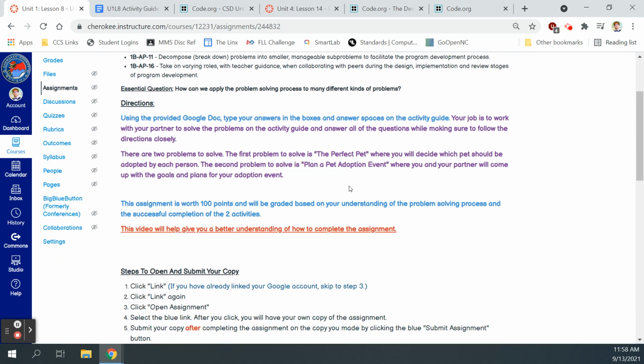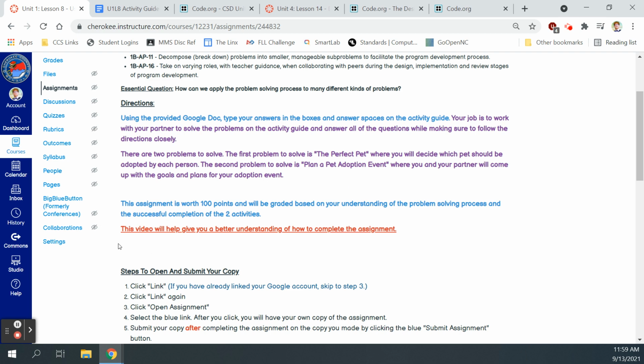There are two problems to solve. The first problem to solve is the perfect pet, where you will decide which pet should be adopted by each person. The second problem to solve is plan a pet adoption event, where you and your partner will come up with the goals and plans for your adoption event. This assignment is worth 100 points, and it's going to be graded based on your understanding of the problem-solving process and the successful completion of the two activities.